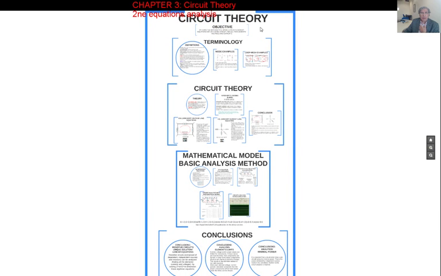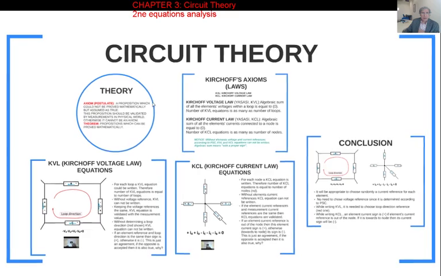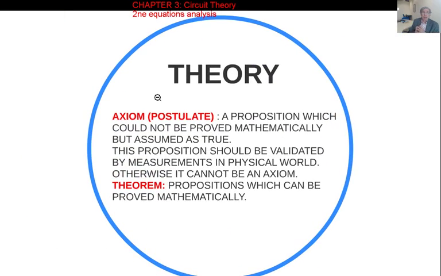Now, in the previous video, we examined the objective and the terminology. Next, we are going to introduce the circuit theory. What is this theory? Let's go into a bit of detail. We've got to mention the theory first. So before coming to circuit theory, we've got to mention the theory, of course.